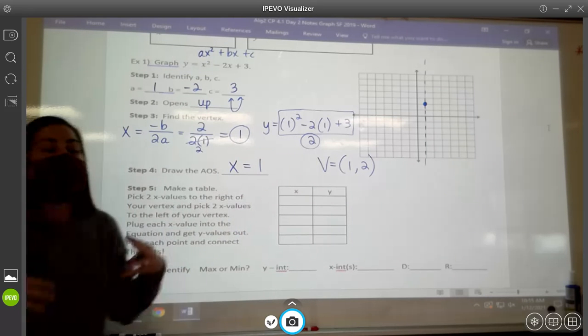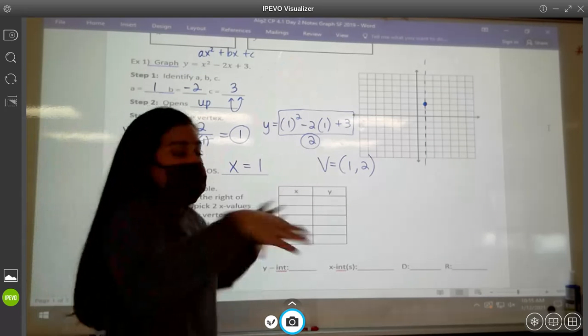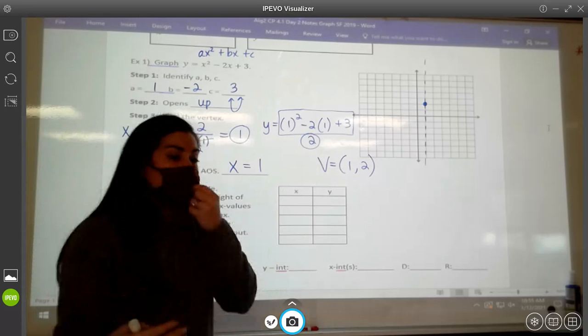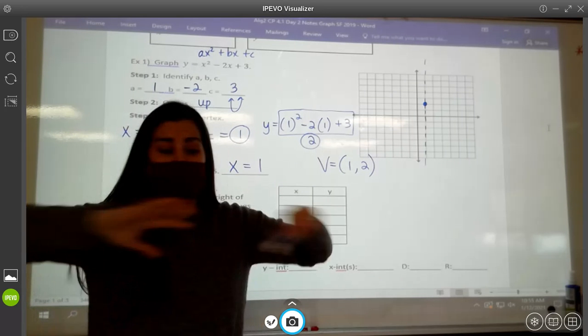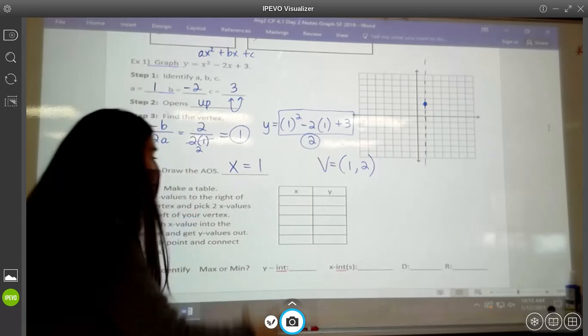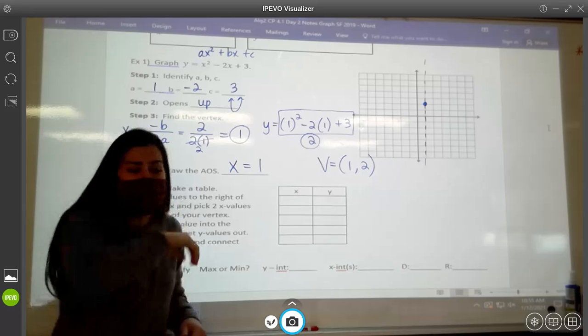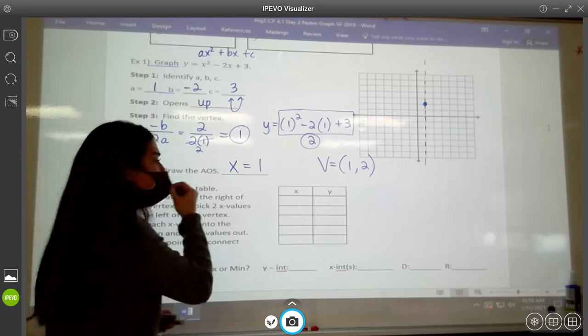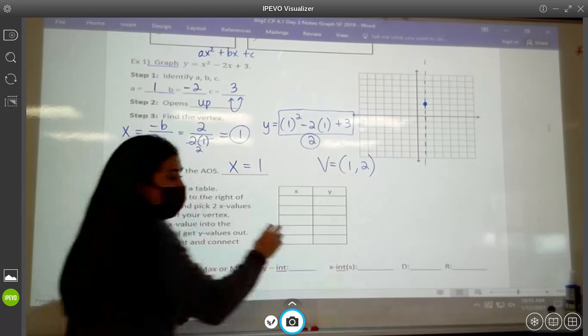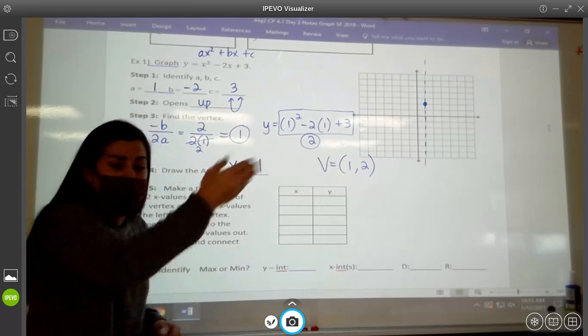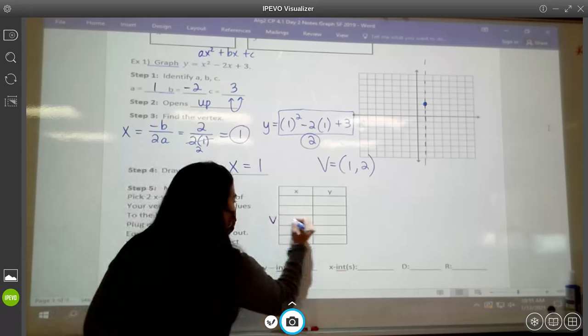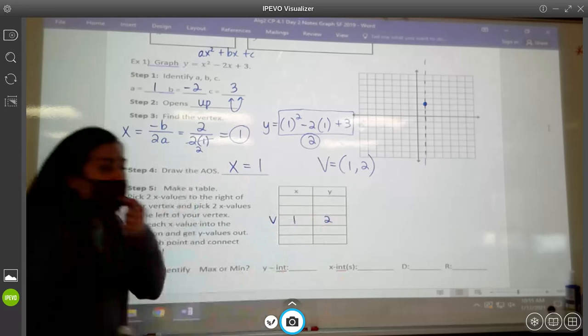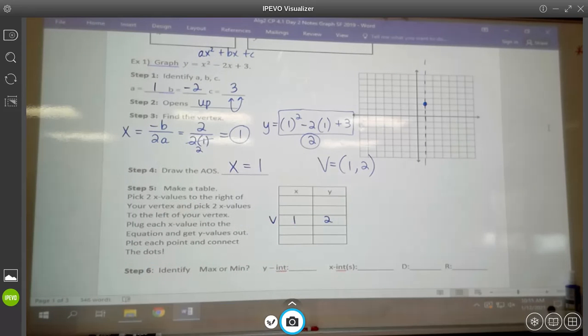So now we need more points to create this U-shaped graph. So guys, we're going to go back to straight up elementary school graphing. We're going to make a chart. We're going to pick x values, we're going to plug them in, and we're going to start creating points to make up this graph. So what I want you guys to do is take your vertex, because it counts as one of the points on our graph. I want you to put it in the middle box. We already know the vertex is 1, 2.